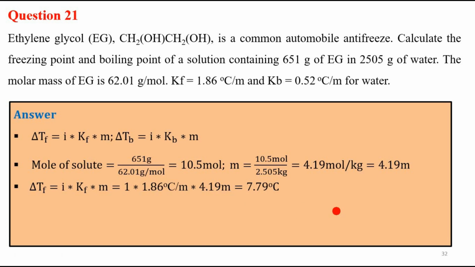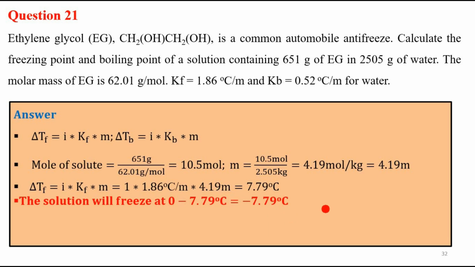Now we can calculate the freezing point, because the normal freezing point for water is 0. Then because we have added the solid, we have freezing point depression. In this case, it will be 0 minus the change in temperature. Then we have negative 7.79 degrees Celsius as the new freezing point of the water.